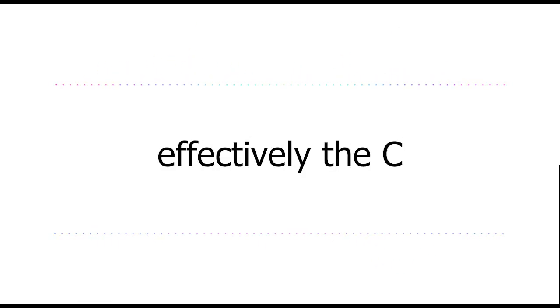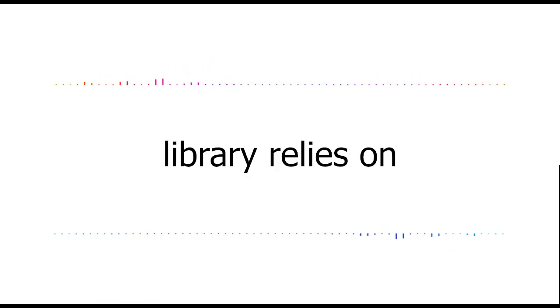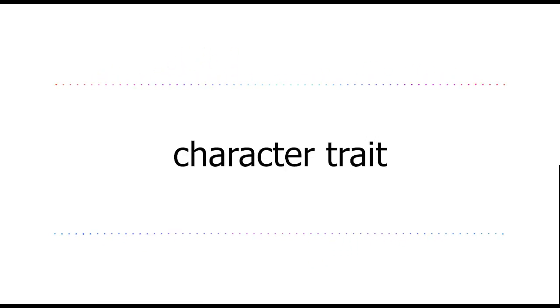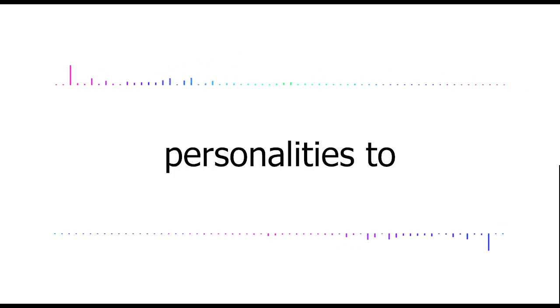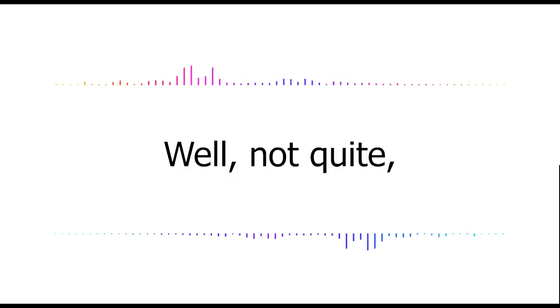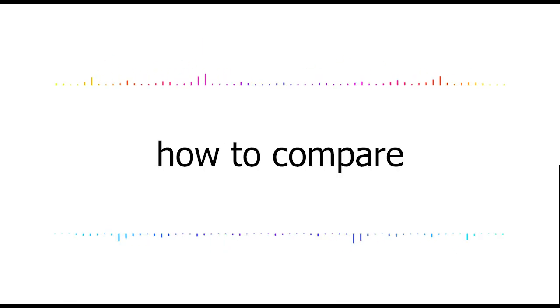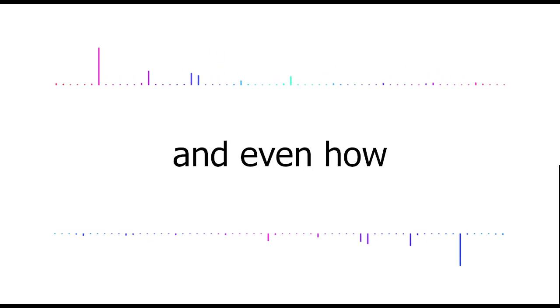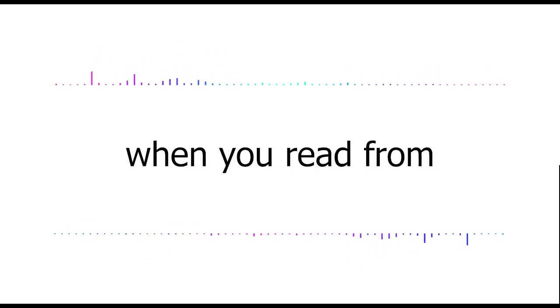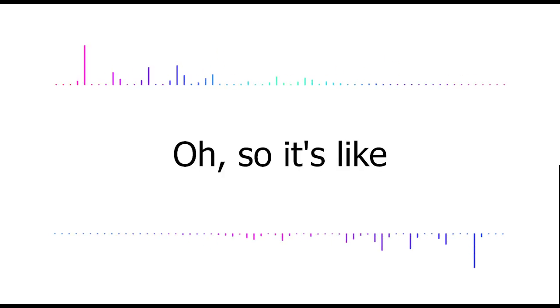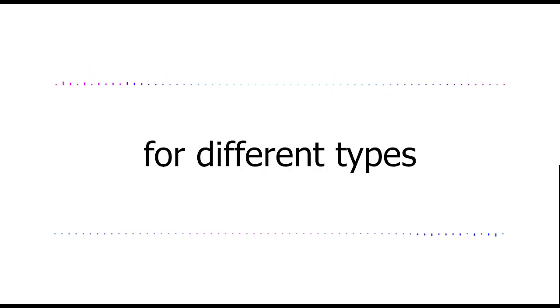Exactly. Now, to work with these char-like types effectively, the C++ strings library relies on something called character traits. Character traits sounds like we're giving personalities to our code now. Well, not quite. But it's a good way to think about it. Imagine you have a toolbox specifically designed for each char-like type. That's essentially what std::char_traits is. It defines how to compare characters, copy them, move them around in memory, and even how they're handled when you read from or write to files. Oh, so it's like having specialized tools for different types of characters.